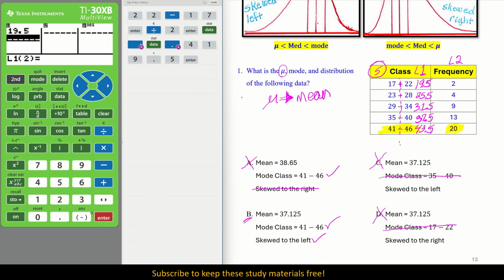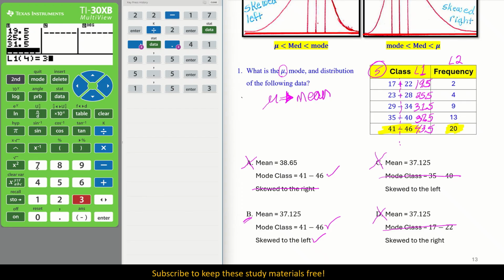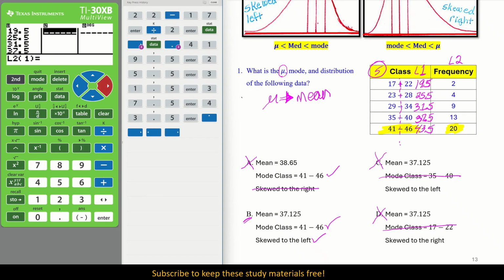19.5, enter, okay? 25.5, enter. 31.5, enter. 37.5, enter again. And then 43.5, okay? Now, notice I have 5 rows, and right here it says L1(5), and that's my last entry. So that's telling me that I haven't skipped anything. Always double check that before you move on.